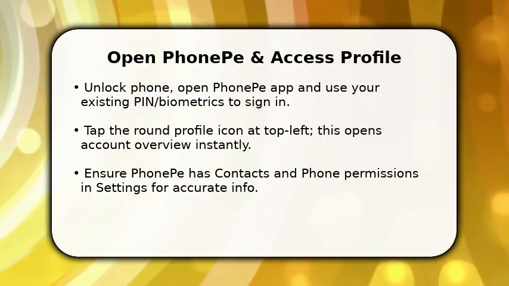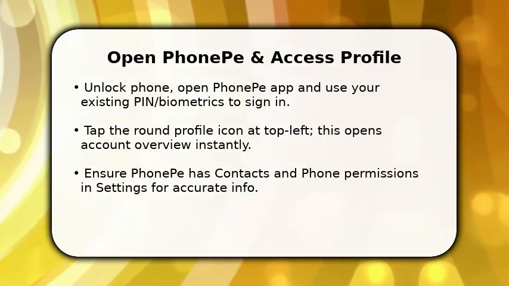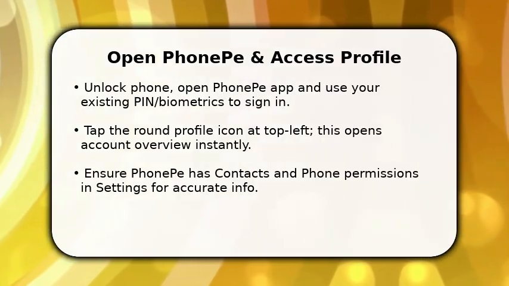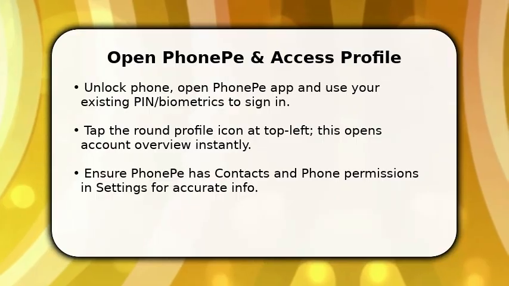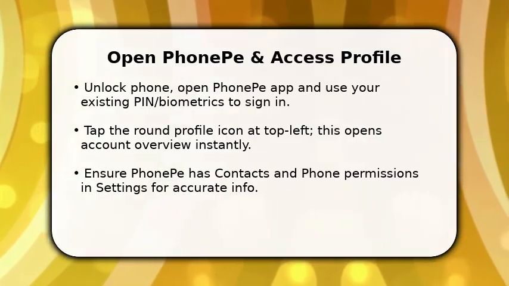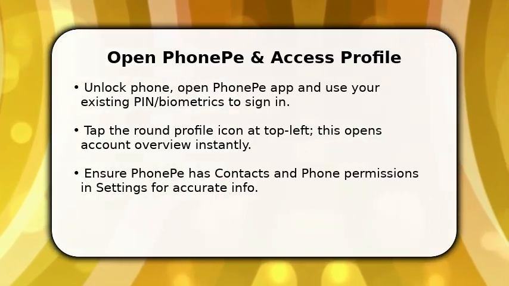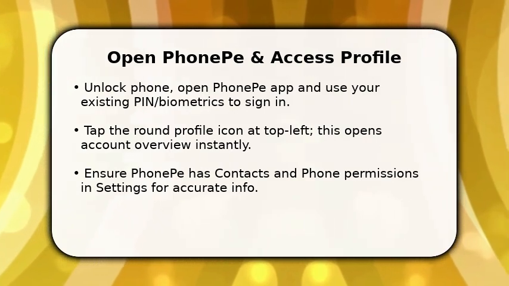Make sure contacts and phone permissions are enabled in your device settings so PhonePe can display linked numbers and bank contacts. If prompted, allow permission requests now. They let the app match numbers to contacts. This first screen gives you the quick facts you need to proceed.